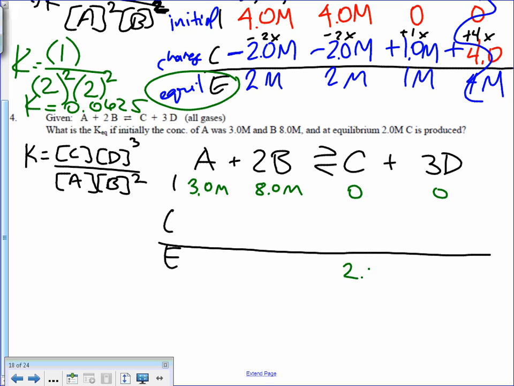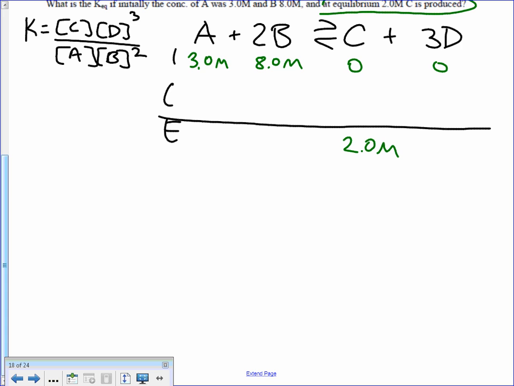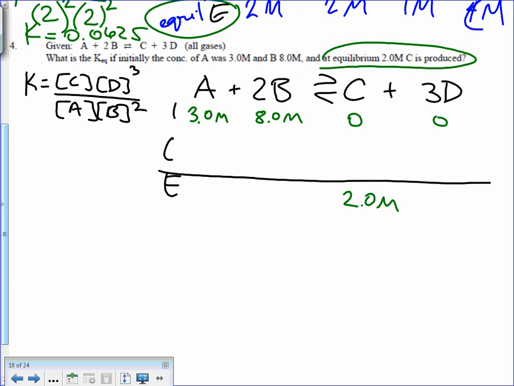I'm actually going to put it down there first because it says at equilibrium 2 molar of C is produced, so that's at the E mark, and so that's why I originally put it there. But then you guys are super smart, and you're like, well, how did it get there? I added that amount, so I added 2 molar here. Okay, so here's the next part. You guys kind of tell me what you know, so where can you proceed?